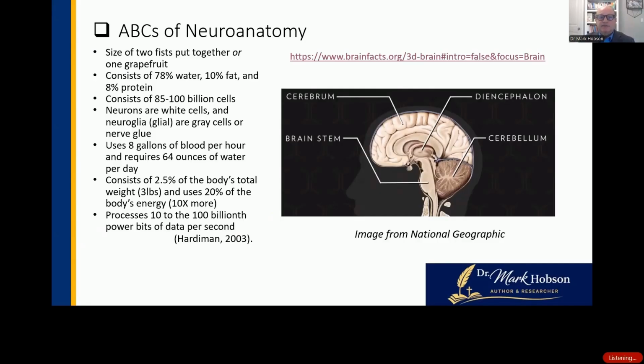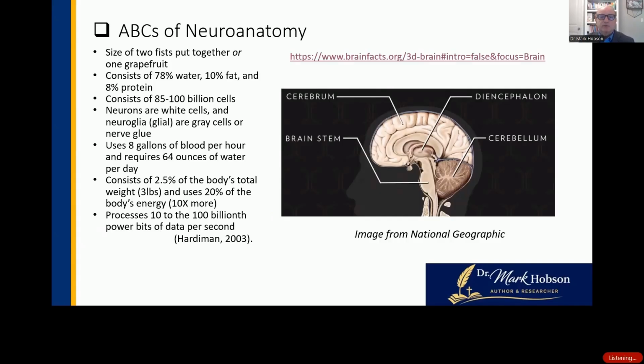The brain is the size of 2 fists put together or one grapefruit. It consists of about 78% fat and 8% of proteins. It has about 85 to 100 billion cells. Neurons are white cells, and neuroglia are gray cells or nerve glue that exists in the brain. Our brain uses 8 gallons of blood per hour and requires 64 ounces of water per day. Hence, the recommendation to drink 64 ounces of water every day to keep our brains healthy.